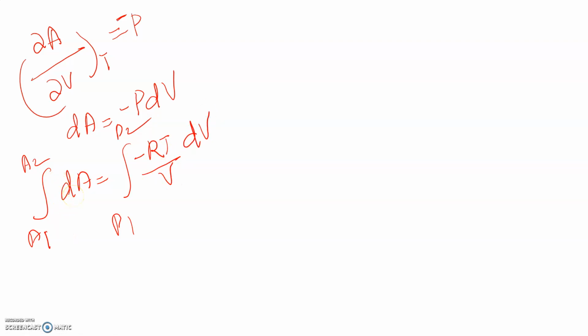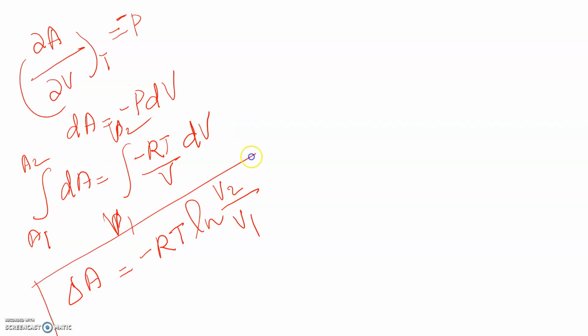What is integral dA between limits A1 and A2? Delta A. Minus constant, R constant, T is constant. Integral dV by V is ln V. This is V1 and V2. ln V between limits V1 and V2 implies minus RT ln V2 by V1. This gives the expression for delta A in terms of two different volumes. A process involving change in volume from V1 to V2, delta A is minus RT ln V2 by V1.